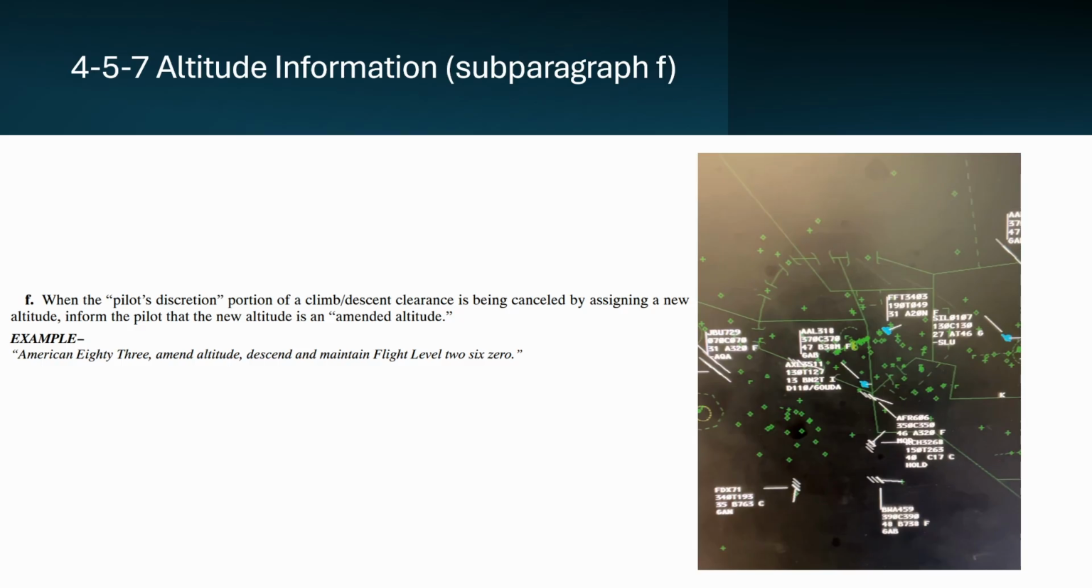But F says, when the pilot's discretion portion of a climb or descent clearance is being canceled by assigning a new altitude, inform the pilot the new altitude is an amended altitude. Example: American 83, amend altitude, descend and maintain flight level 260.